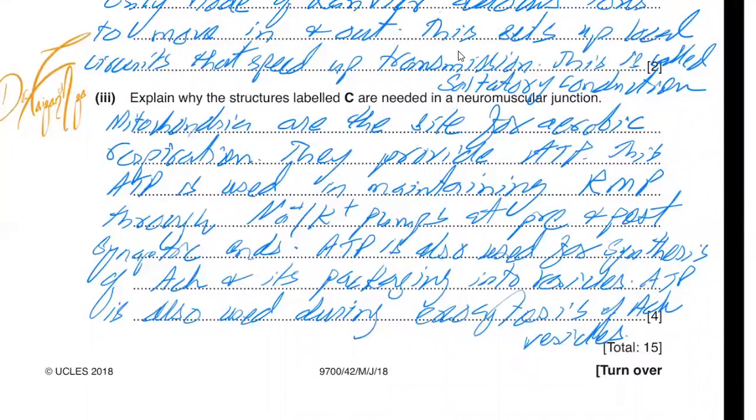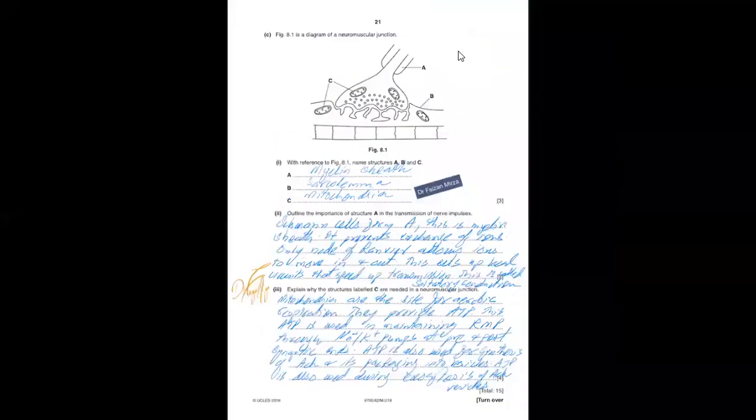ATP is also used for synthesis of acetylcholine and packaging it into vesicles, because the acetylcholine molecule will need ATP for synthesis and for storage. ATP is also used during the exocytosis of vesicles. You can just describe this particular detail.